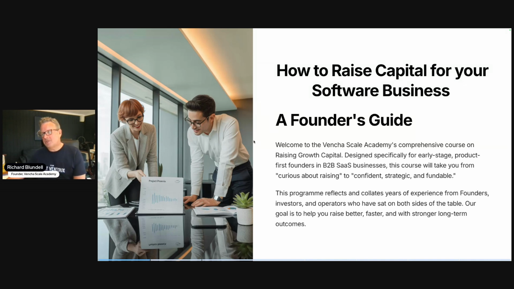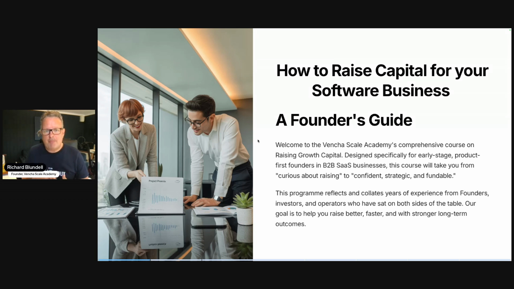So this course is How to Raise Capital for Your Software Business, and it's a founder's guide. It's designed specifically for early stage technical product-first founders in the B2B SaaS space. However, we do think there are lessons that can be learned and gaps that can be filled for anyone that's raising, even if you've raised before. This course will take you potentially from being curious about raising right up to being confident, strategic, and fundable. And we will take you through a step-by-step guide across this course to get you there.